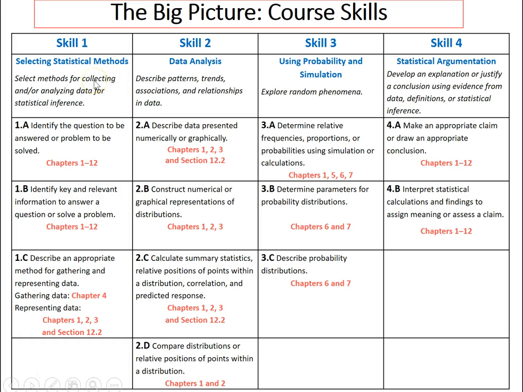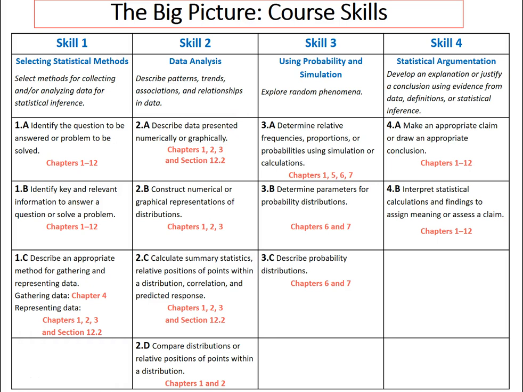You'll see within selecting statistical methods that TPS 6 uses that skill in chapters 1 through 12 for 1A and 1B. For gathering data, that would be chapter 4. Representing data occurs in chapters 1, 2, 3, and section 12.2. So that's how the specific skills are mapped to the chapters and sections within TPS 6.